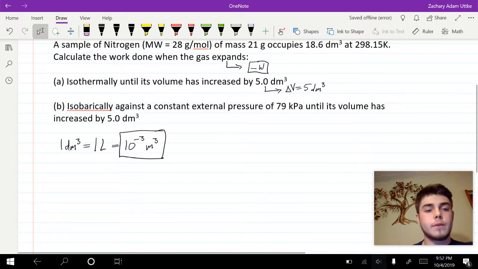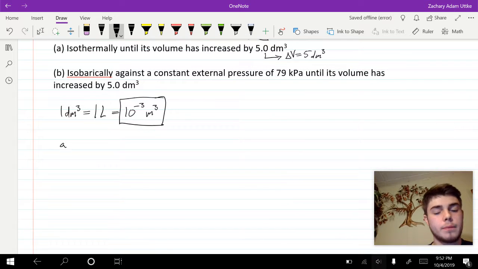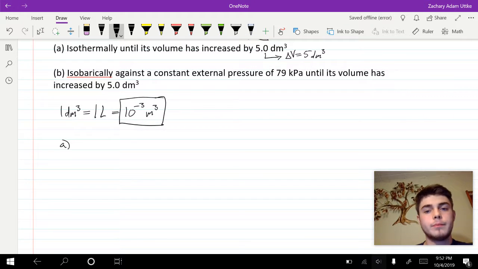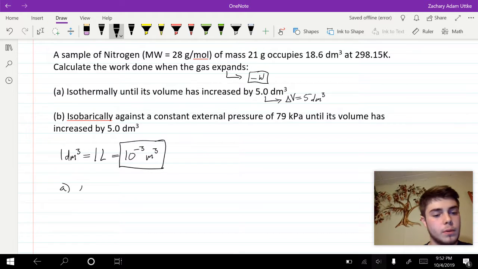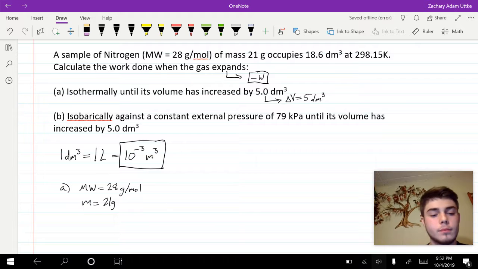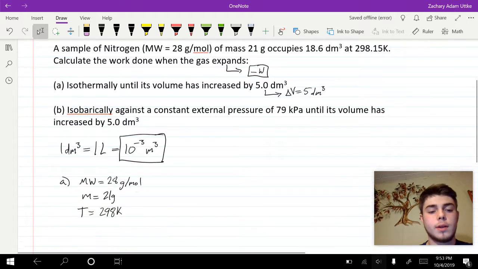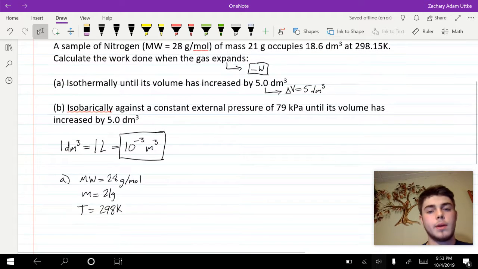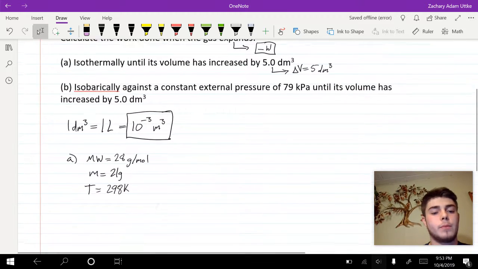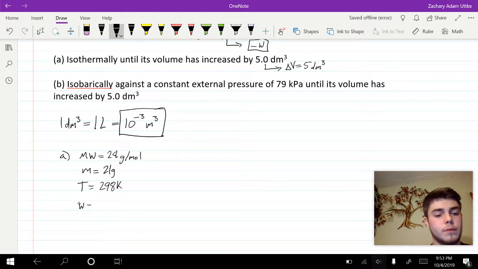So let's focus on part A. We have delta V, we have the molecular weight, 28 grams per mole, we have a mass of 21 grams, and we have a temperature of 298 Kelvin. So this is what I like to do. I like to write down everything that's given to us in the problem, and then I like to write down what we're looking for. So we're looking for work.